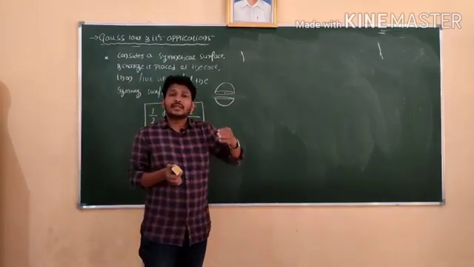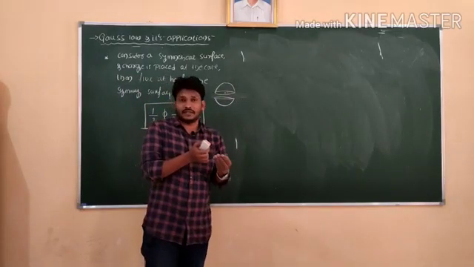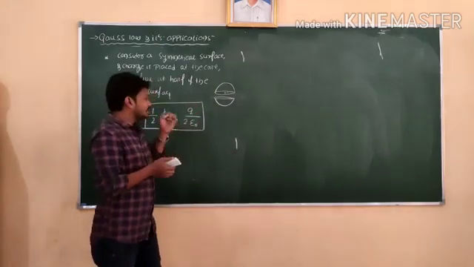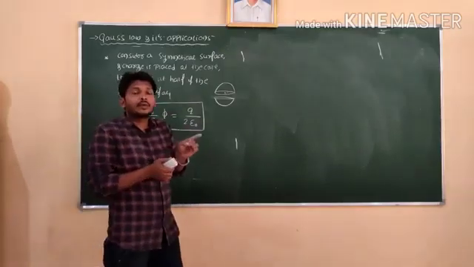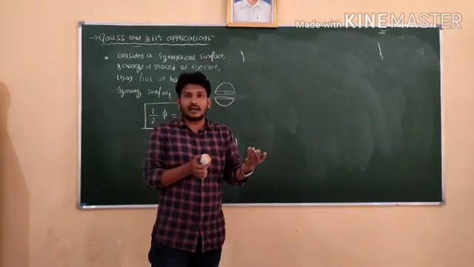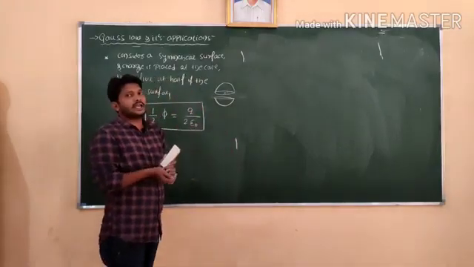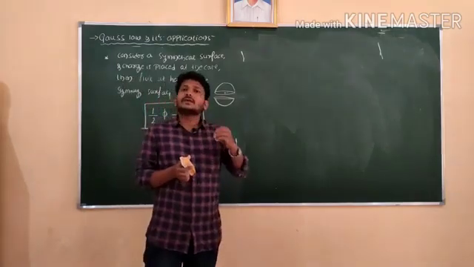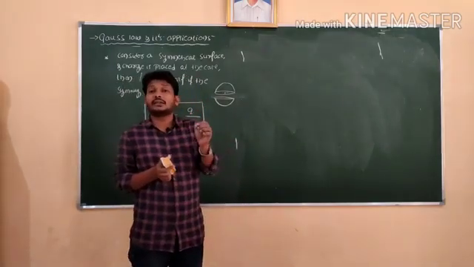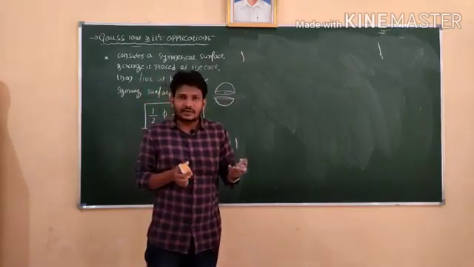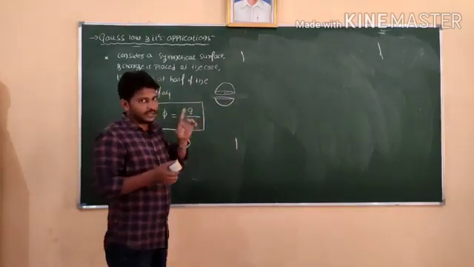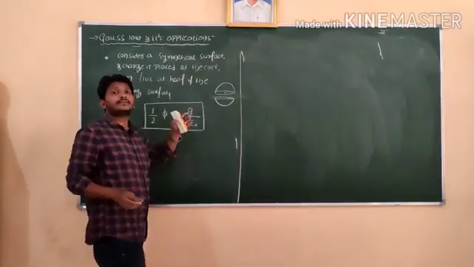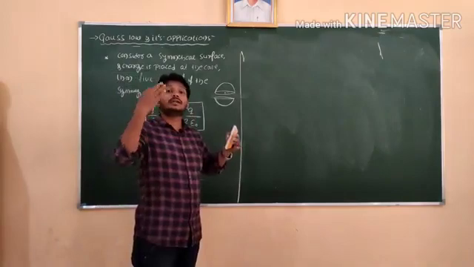For example, if the symmetrical surface has a number of faces, I will consider a cube here. How many faces does a cube consist of? The cube consists of 6 faces. Then I need to calculate the flux through each face. So in the case of this symmetrical surface, I will provide a generalized formula for the flux through each face.